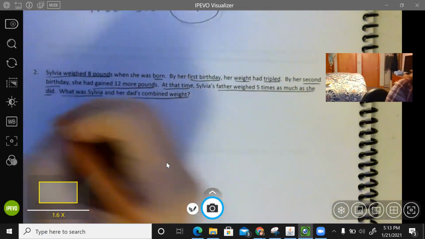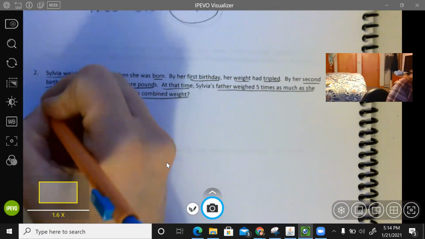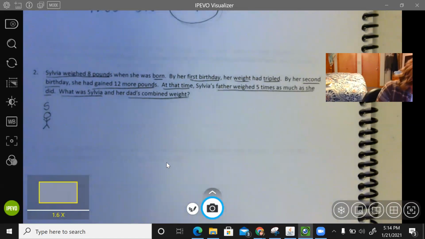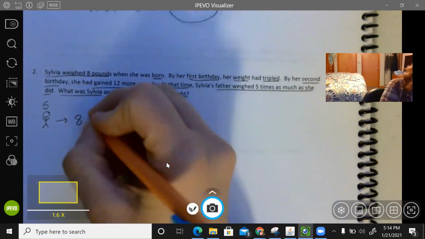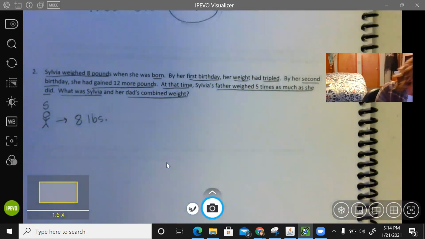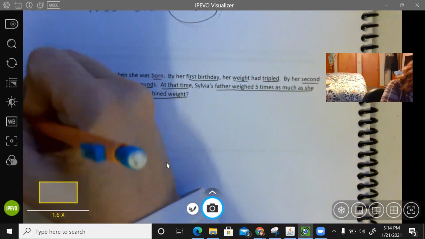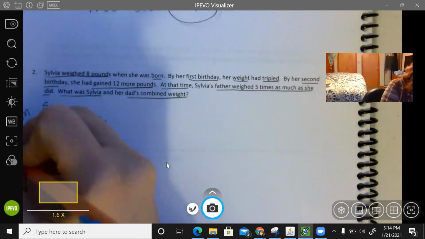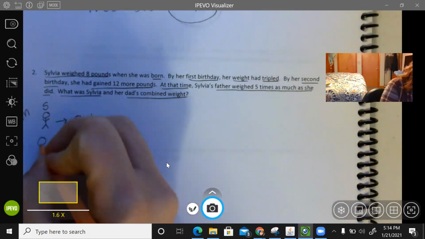All right, here's little Sylvia. When she was born, she weighed 8 pounds. LBS is an abbreviation for pounds. Okay, so here's when she was born. So then we know her first birthday. Let's see, Sylvia got a little bit bigger.